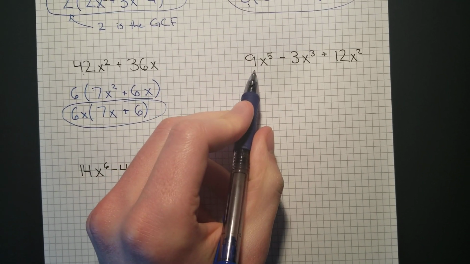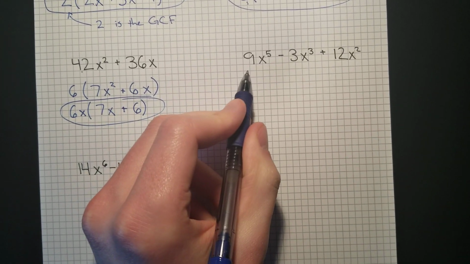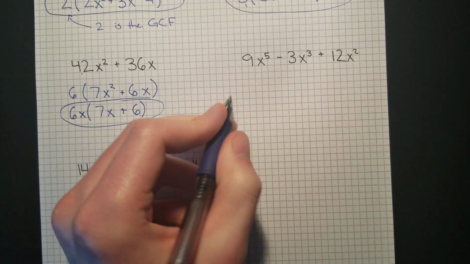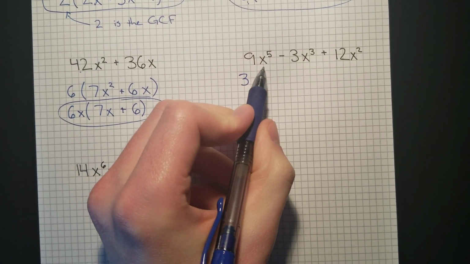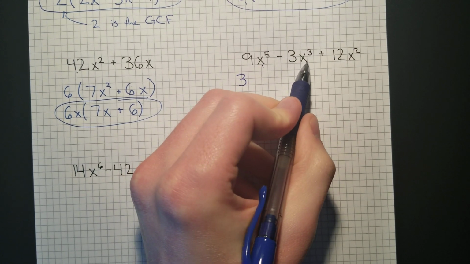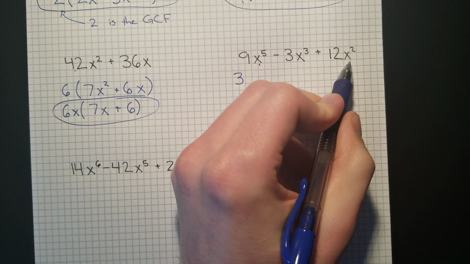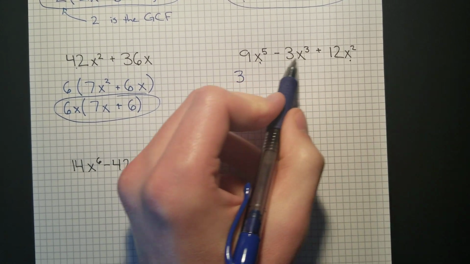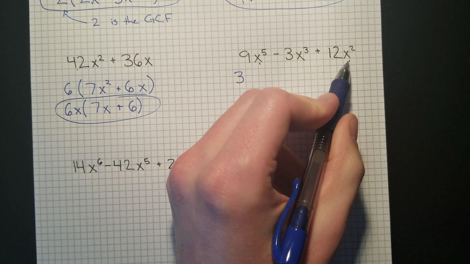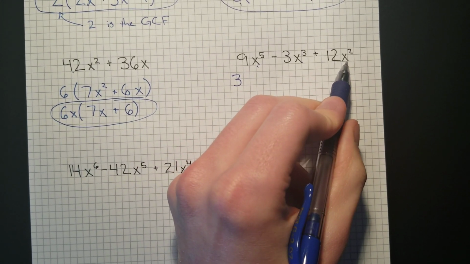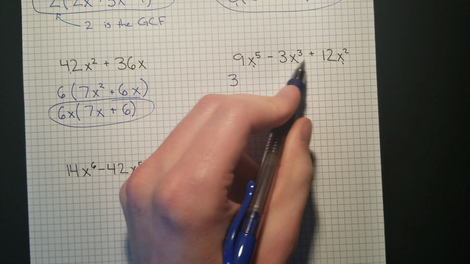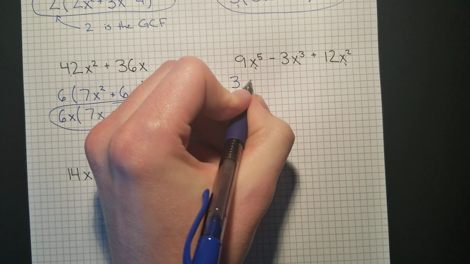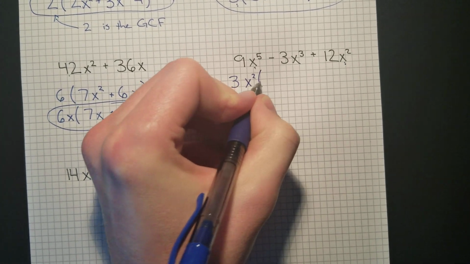So first of all, we want to think about what number goes into 9, -3, and 12. The biggest number that goes in there is 3. And here we have 5 x's, here we have 3 x's, here we have 2 x's. So what is the largest number of x's that I can pull out of all of them? Well, it's 2, right? Because I can't pull 5 x's out of that, I can't pull 3 x's out of that, but I can pull x squared out of everything.